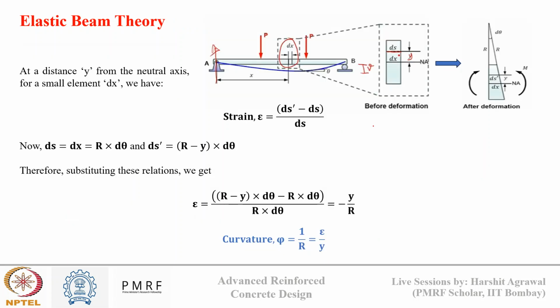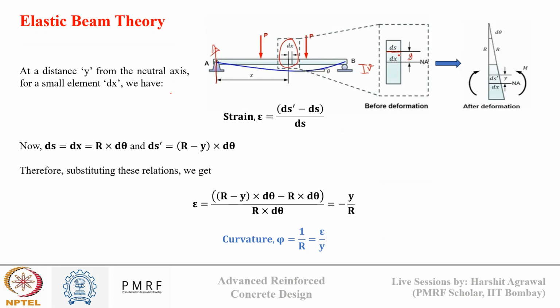Then we talked about different assumptions of elastic beam theory, some of them being: plane sections remain plane, that is, a section plane before bending remains plane after bending. This means strain varies linearly with increasing distance from the neutral axis. Okay. Then maximum compression strain in the outermost concrete fiber is taken as 0.0035. Concrete contribution in tension is neglected. So these were some of the major assumptions that we understood.